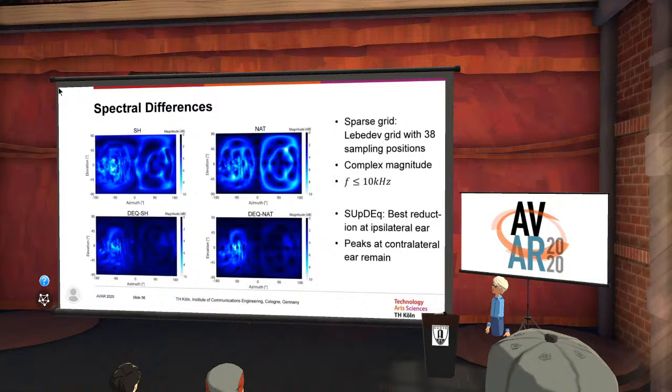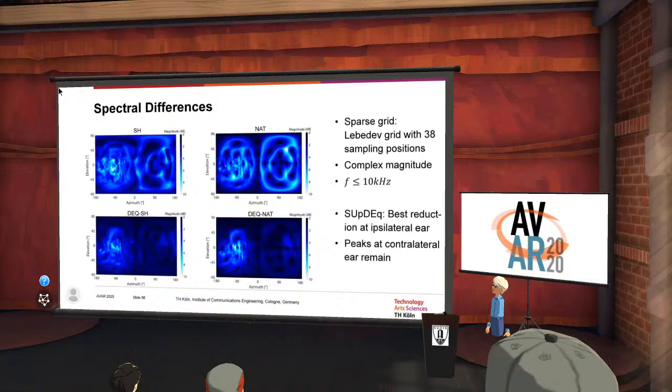We can see in each of the plots, I don't have the laser pointer, so I cannot really show, in each of the 4 plots on the left side, you see the errors at the contralateral ear, which are quite large. So we have the largest errors at the contralateral ear. Not a big surprise, it's a common thing that we see. And it's a little better on the ipsilateral side, so on the right side of each of the 4 plots that we can see here.